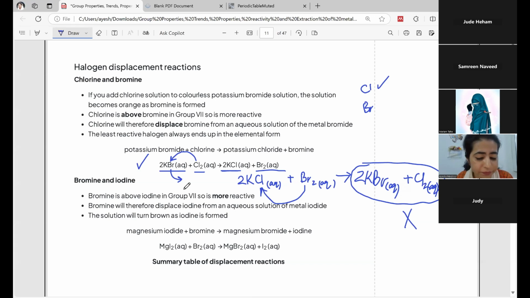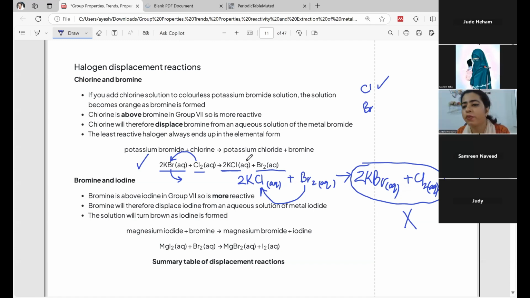Yes, Samreen? K is potassium, so it is KBr, and an ionic bond is here. From this ionic bond, we are replacing bromine by adding chlorine. So if you want to replace it, it means there should be something with the Br from which we are going to replace it. So we are taking an ionic compound in aqueous form, chlorine in aqueous form, and the products are all aqueous, everything is in solution form.